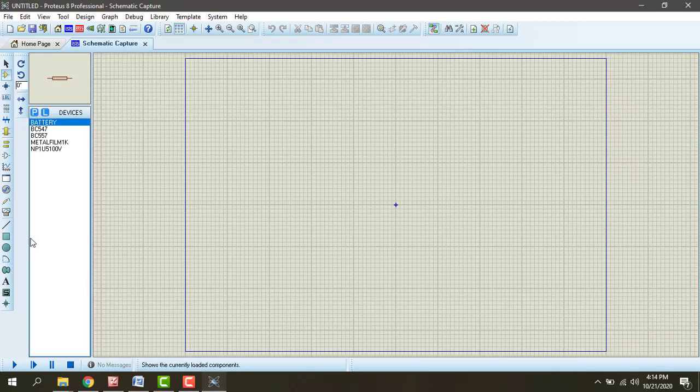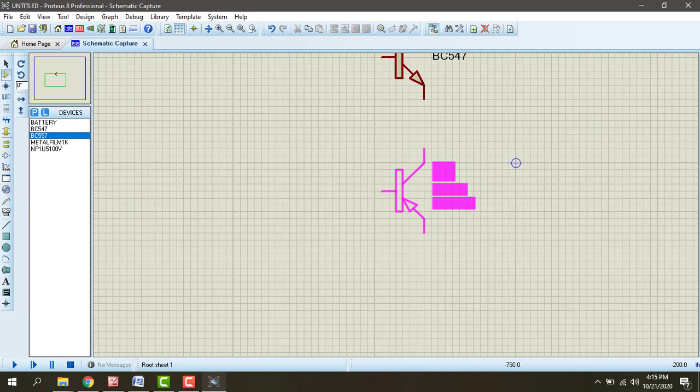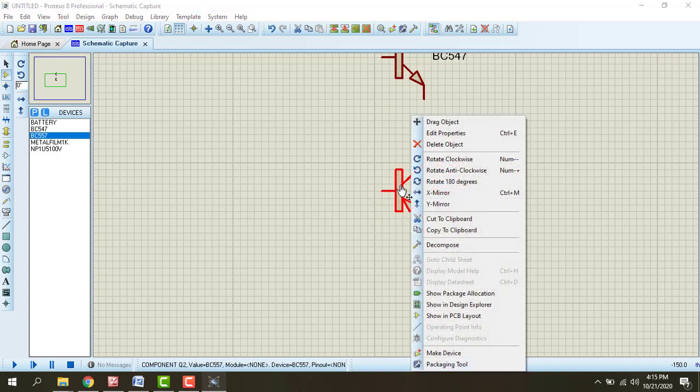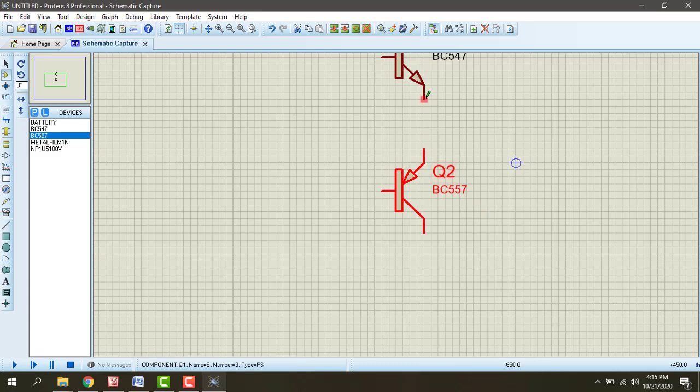Okay, this is enough. So first I am going to place the PNP transistor, then the NPN transistor. I have to connect emitter to emitter, so I am going to mirror this Q2. Right click here, actually Y mirror. So emitter and emitter can be connected now. Then the two bases are connected.